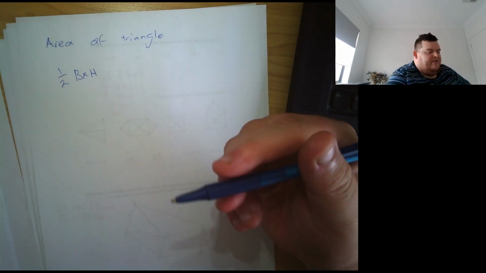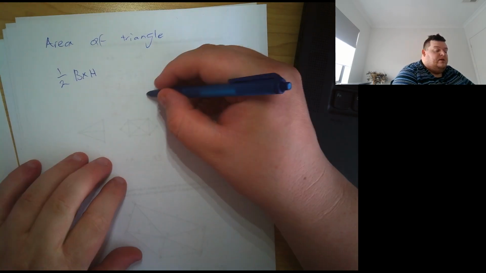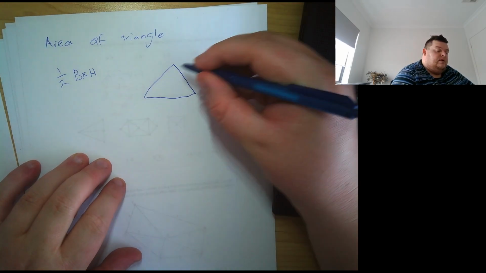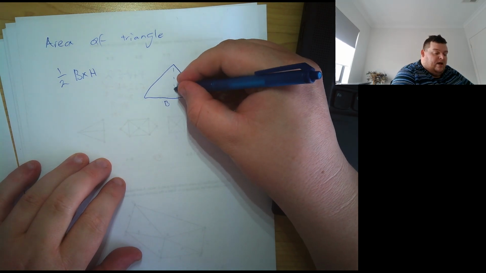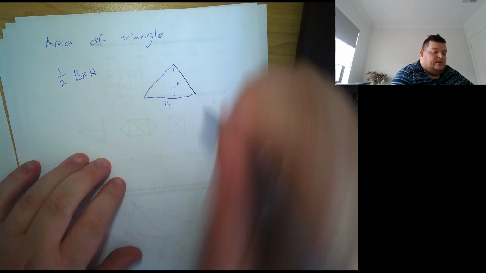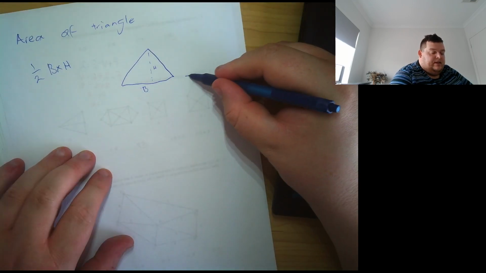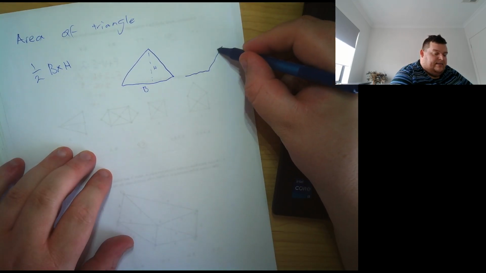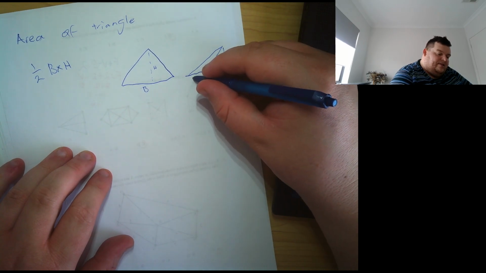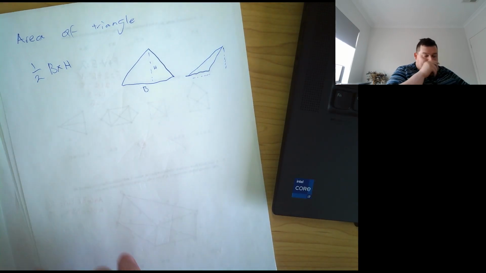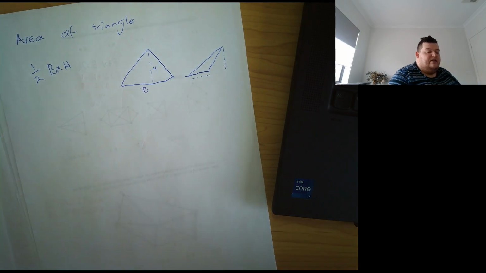I'm used to it being half base times height, where you have a triangle, the base being the bottom bit, and then you have the vertical height here. It can also look a little bit different. You can have triangles that look like that, and the vertical height is still this distance here, and the base is still this distance here. So, things like that.